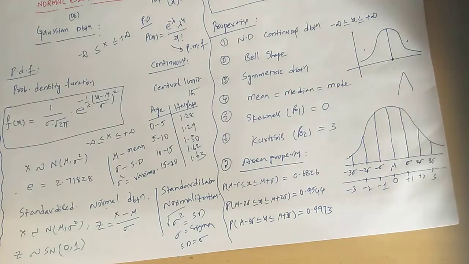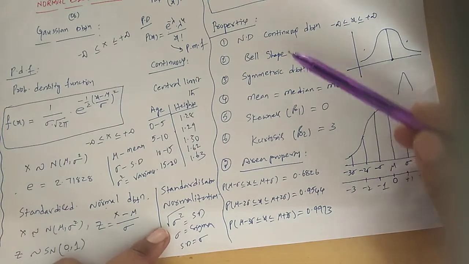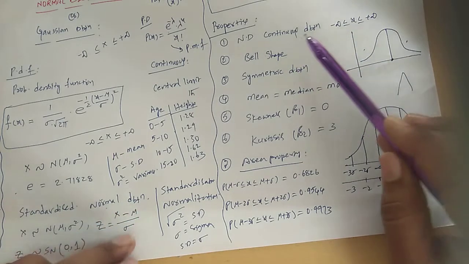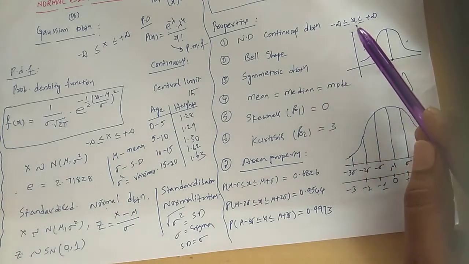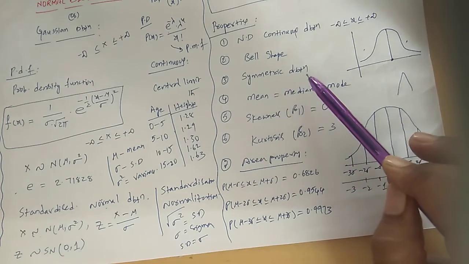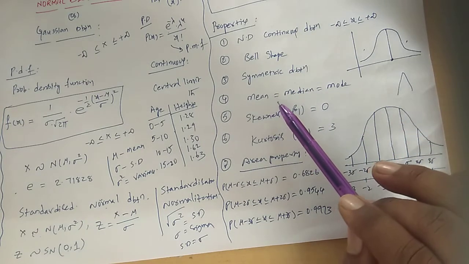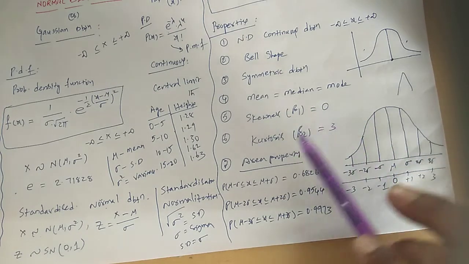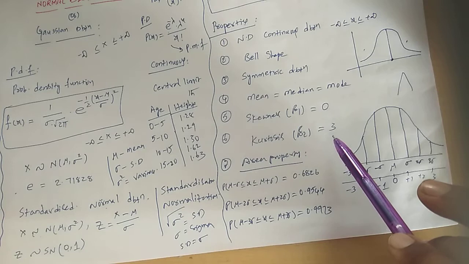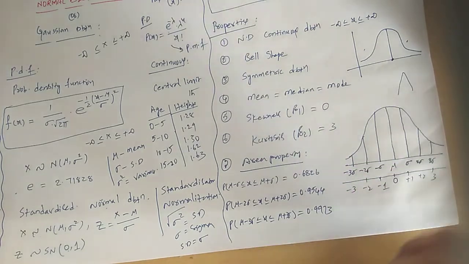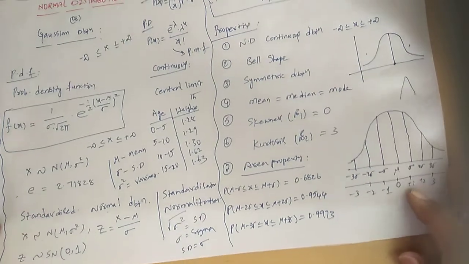So what we discuss now are the properties of the normal distribution. It is a continuous distribution. It is a bell-shaped curve, a symmetric distribution for which mean, median, mode are all equal, skewness is 0, and kurtosis is 3. Okay, and this is the area property. Now we go to its applications.